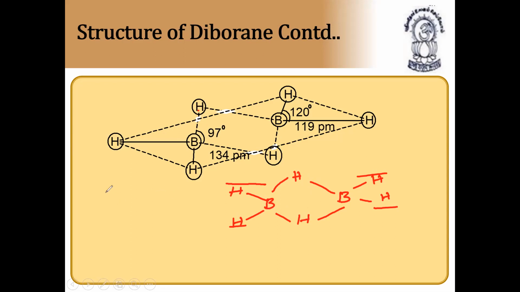In diborane, B2H6, boron undergoes sp3 hybridization. It is also called an open book-like structure, or you can say a three-center, two-electron bond, or banana bond. Very, very important point, so please note it down.